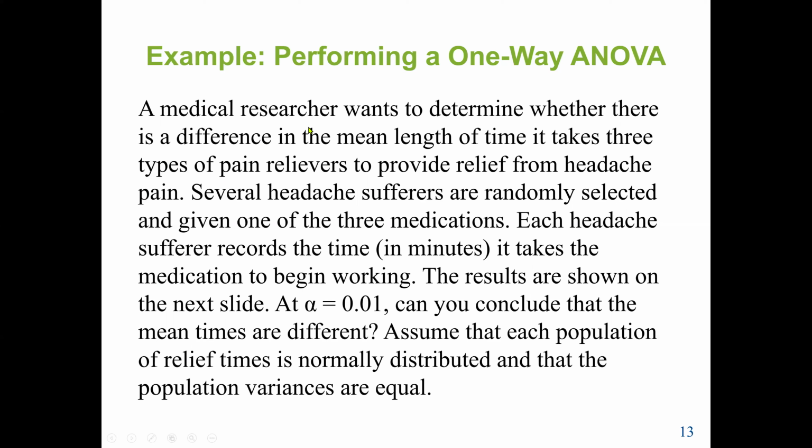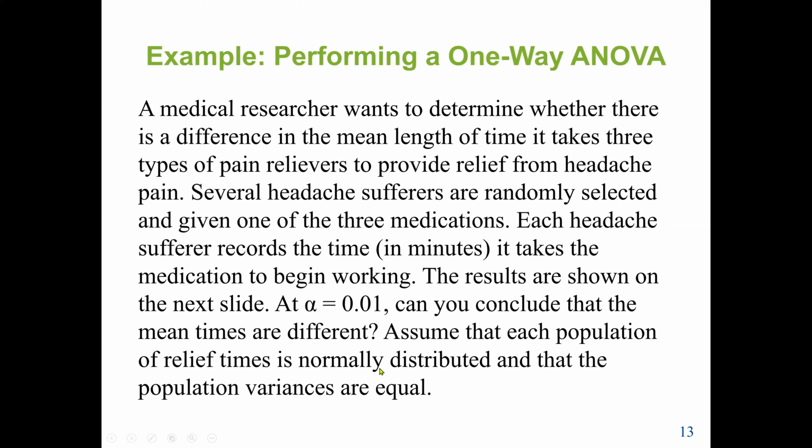So again, a medical researcher wants to determine whether there is a difference in the mean length of time it takes 3 types of pain relievers to provide relief from headache pain. Several headache sufferers are randomly selected and given one of the 3 medications. Each headache sufferer records the time in minutes it takes the medication to begin working. The results are shown on the next slide. The alpha is given to us to be 0.01. Now, can you conclude that the mean times are different?